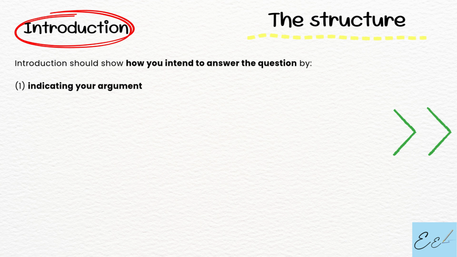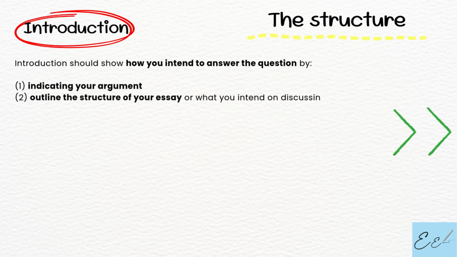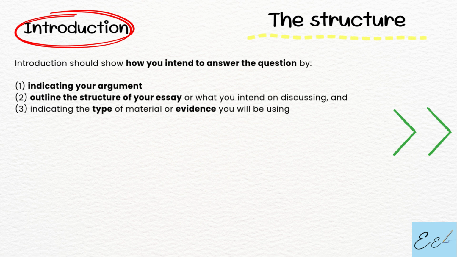The first thing is indicating your argument very specifically and briefly. It should outline the structure of your essay or what you intend to discuss, and it should indicate the type of material or evidence you'll be using. In other words, what exactly are you going to talk about? And then you need to be specific, particularly with names, date ranges, or places.